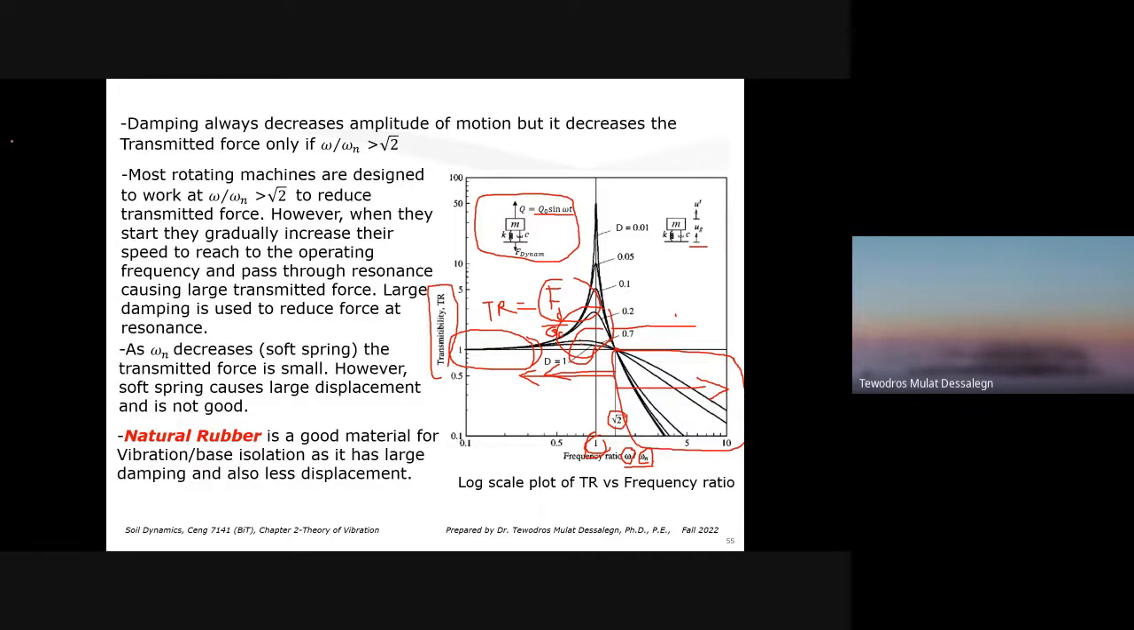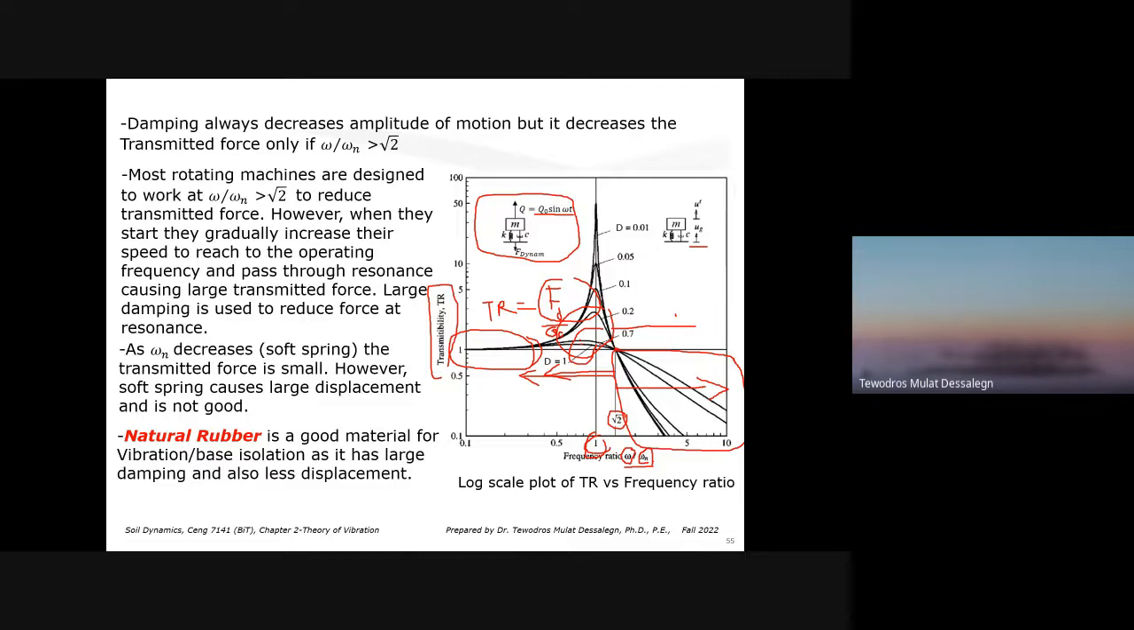So let's go through this write-up. Damping always decreases the amplitude of motion, but it decreases the transmitted force only if W by Wn is greater than square root of 2. Damping is always advantageous. It reduces the force. Even at the peak value, at a frequency ratio of 1, you can see a damping of 1% is higher than a damping of 5%. 10% gives you less, 20% gives you much less, 70% gives you much less. Damping is always good. It reduces the motion or the force transmitted.